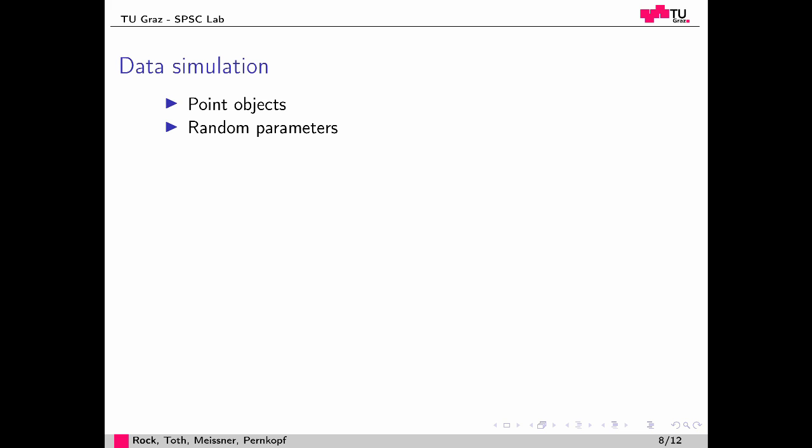Our data simulation consists of point objects only. The parameters are randomly sampled from a uniform distribution, which does not introduce any biases and thus makes it easy for our models to learn.